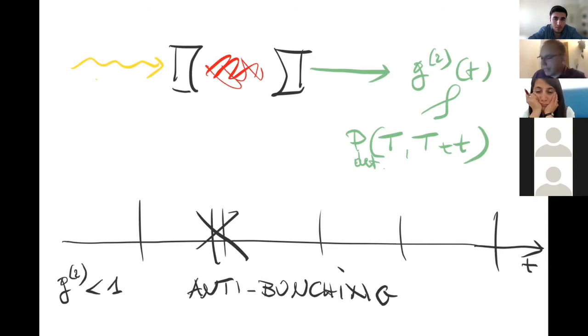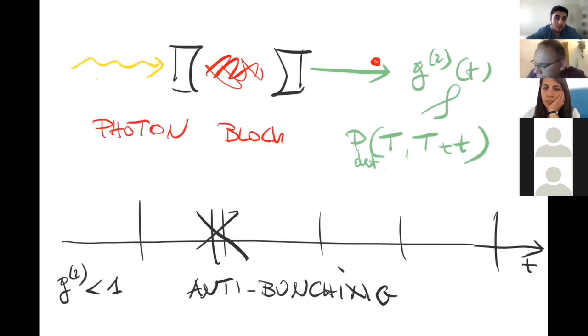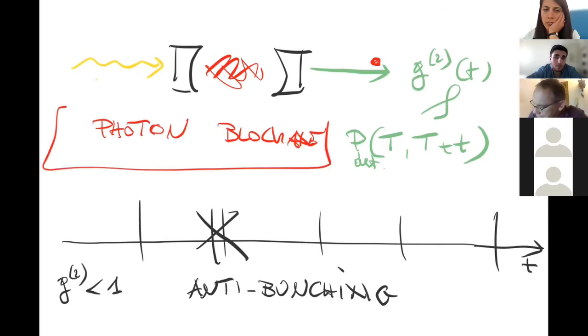Because you see that if one photon is in the cavity at each time, when you detect one photon going through, you have to wait for the cavity to reload before being able to detect the second photon. So really, photons behave as particles which cannot sit together at the same spatial location. And this is called photon blockade. A single photon blocks the entrance of another photon.